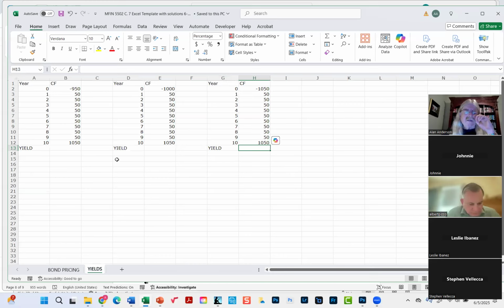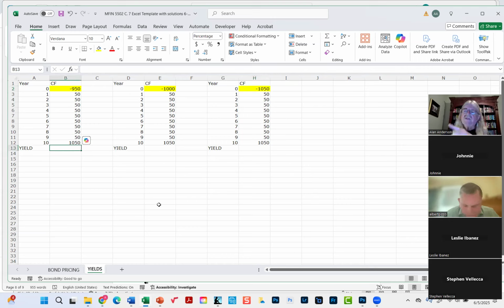So we've got these two cases. We have a $50 coupon bond, that's 10 years. And actually, what's separating these three is here, the price of the bond is 950. Here, the price of the bond is 1,000. And here, the bond's price is 1050. Okay, so what's the yield?